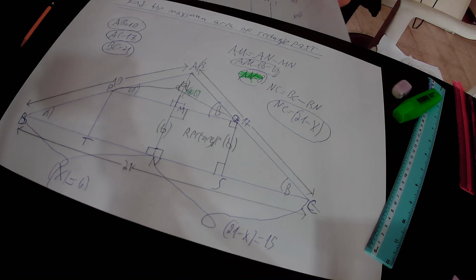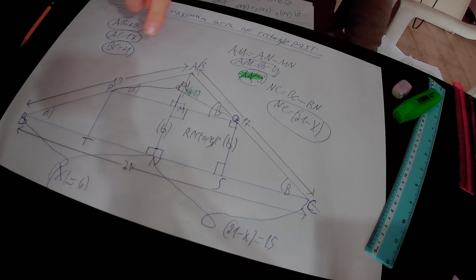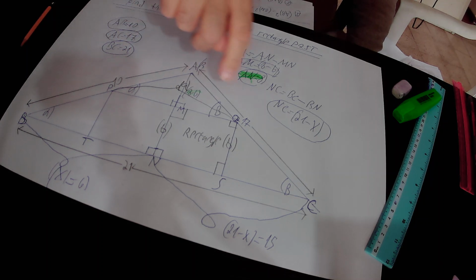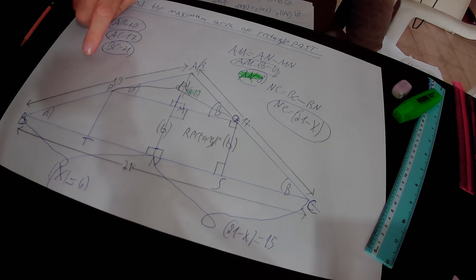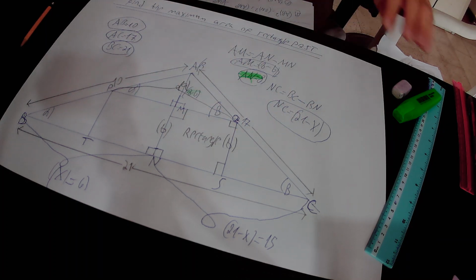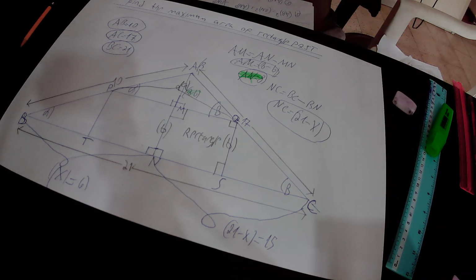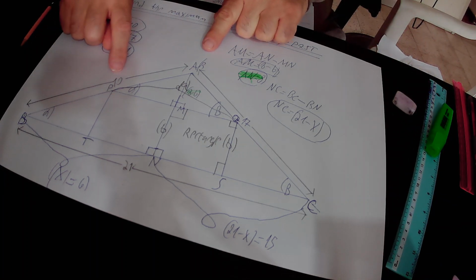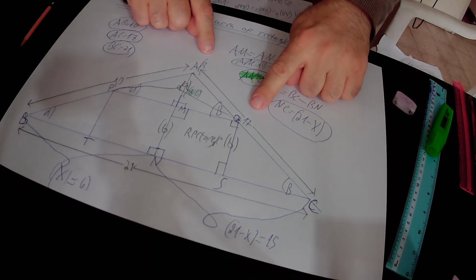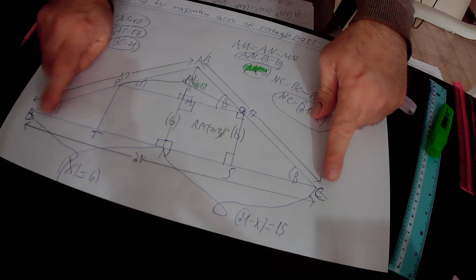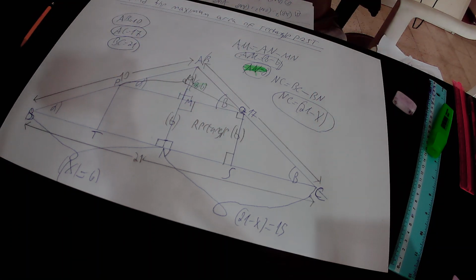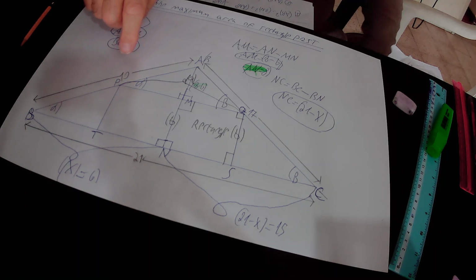In this lecture, we found the maximum area of this rectangle PQST that is located inside this triangle ABC. In addition, we know that in triangle ABC, side AB equals 10 units in length, side AC equals 17 units, and side BC equals 21 units. Again, our mission is to find the maximum area of this rectangle PQST.